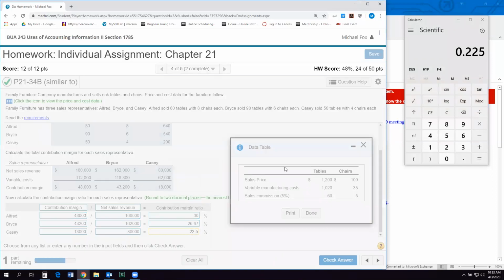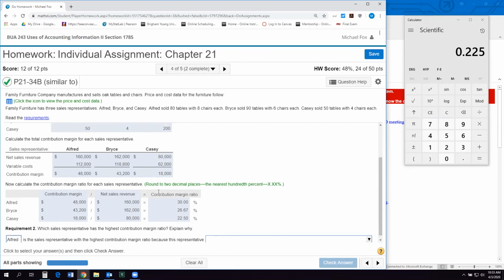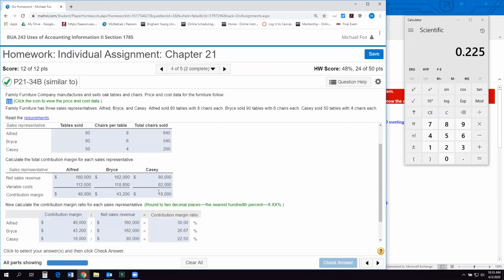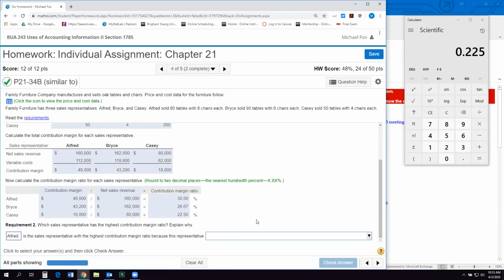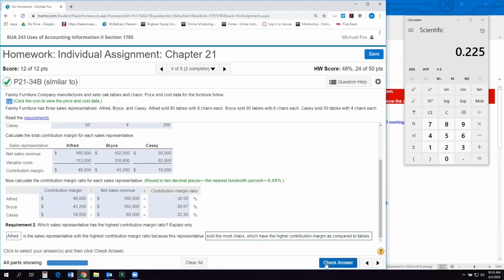All right. And then the last one, they want us to analyze a little bit why this came out this way. So Alfred is the sales representative with the highest contribution margin ratio. And this is because he sold more chairs, right? He actually sold fewer tables than Bryce, but he sold a lot more chairs. So he sold the most chairs, which have a higher contribution margin as compared to tables.